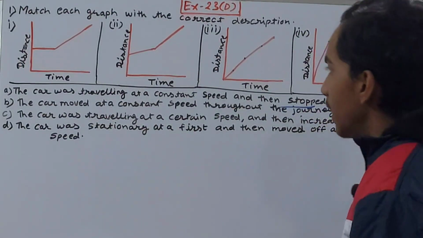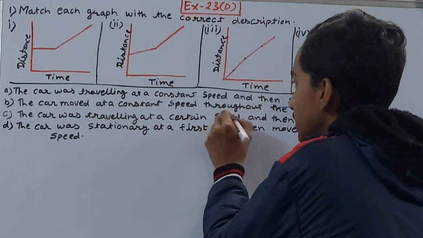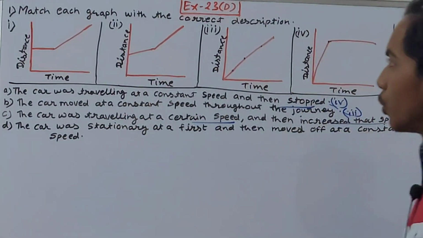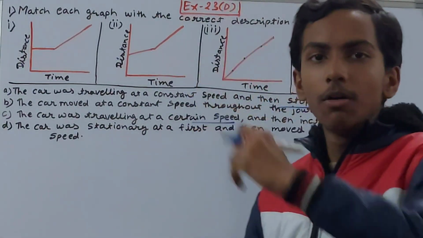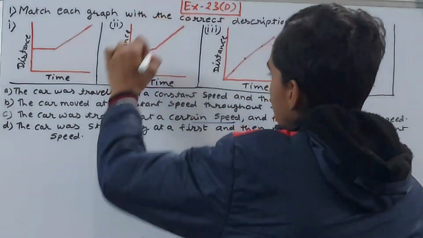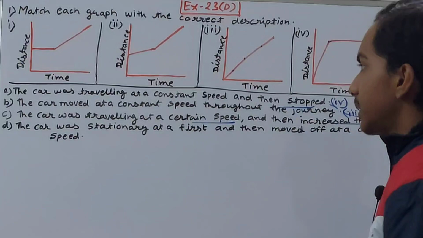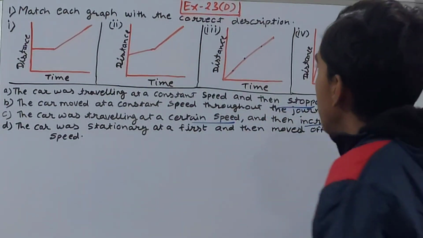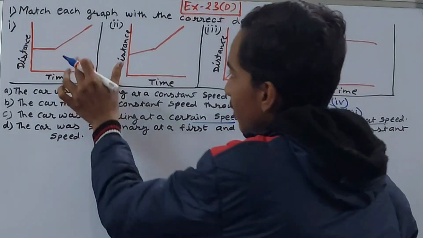For B we have 3. The car was traveling at a certain speed, okay, and then increased that speed. So the steeper the graph, the steeper the slope, the higher the speed will be. Yes, the car was traveling at a certain speed and then increased the speed, okay. Now this and this is already done. We have these 2 graphs.